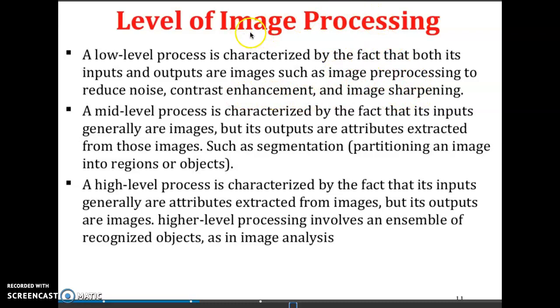These kinds of image processing activities lie in the category of low level image processing, like reduction of noise, image contrast enhancement, image sharpening. Okay. Now, which we consider as mid-level processes. In mid-level processes, inputs are images, but outputs are attributes or characters extracted from those images. Examples of such mid-level processes are segmentations.